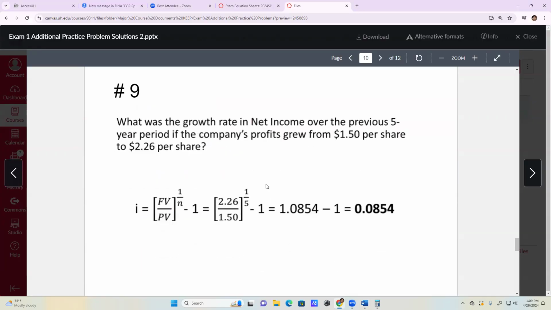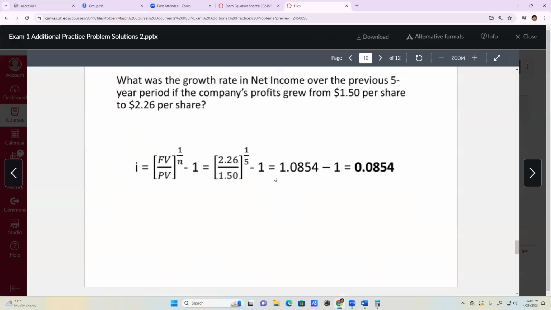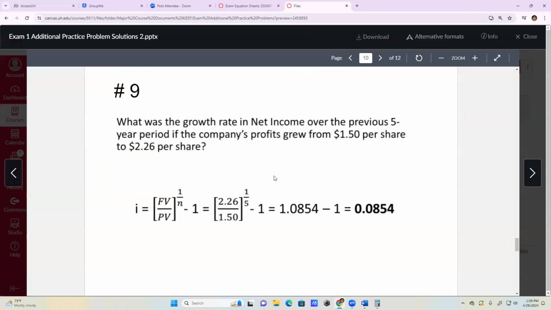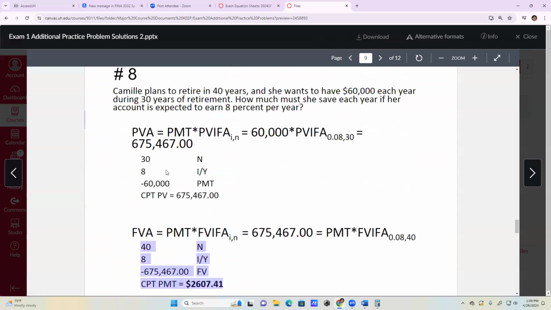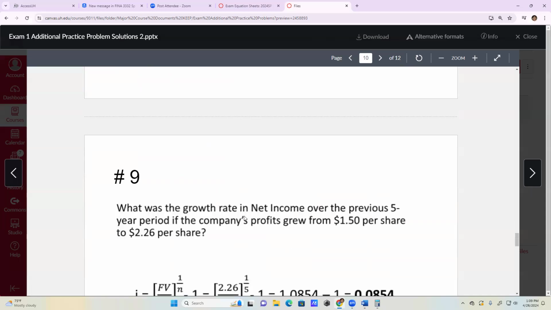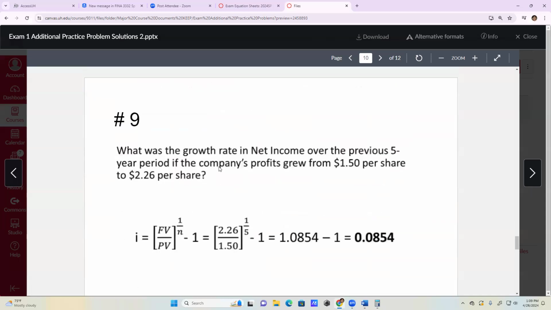So far I've shown you how you should go through the solution sheet, remember the wording of the problem, and try to understand what the numbers are trying to tell you. Hopefully you pick up some patterns. All right. This question right here, whenever you see the growth rate, what was the growth rate? It's asking for the percentage change, right?